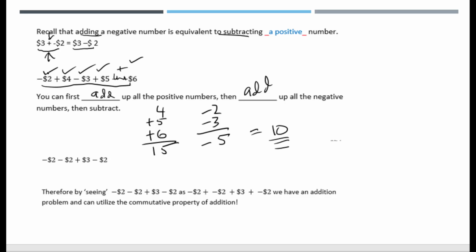So it makes it a lot easier than trying to keep in your head all the different steps, like negative 2 plus 4 is 2, right? Just add up the positives, add up the negatives, and then finally get your answer.